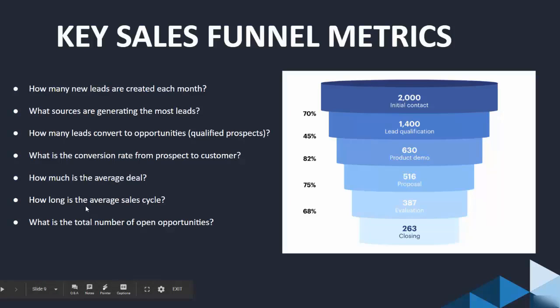And then how long is the average sales cycle? Does it take somebody 2 weeks, a week, 3 or 4 days? What is that average timeline? For some people it may take months, but what is the average that we're seeing and how can we use that to our advantage? And then finally, what is the total number of open opportunities? How many new opportunities are open out there in the marketplace?